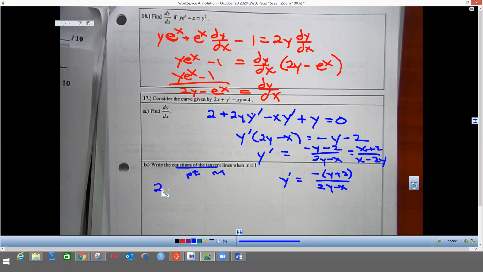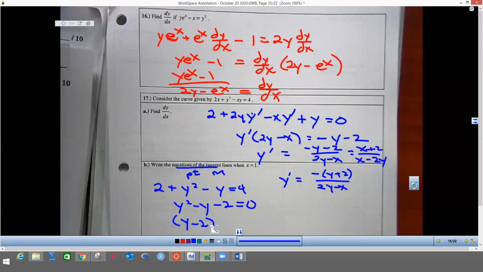So when I do, I'm going to get 2 times 1 is 2, plus y squared minus 1y equals 4. So I have a quadratic, so I have to get this equal to 0, and I'm going to put it in descending order. So when I subtract 4 over, 2 minus 4 gives me negative 2 equals 0. So now I have to factor this, and I'm going to get y minus 2 and y plus 1.